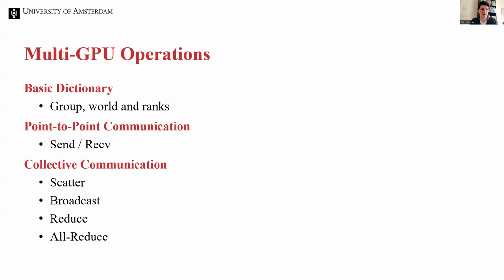So let me go through these operations. We're going to start off with a basic dictionary here, which is going to go through some terms that are very common in the multi-processing, multi-GPU world. The first one that we're going to discuss is groups, worlds, and ranks in the basic dictionary. Then we're going to go to the actual operations, point-to-point and collective communication. So there are just different names for different operations.